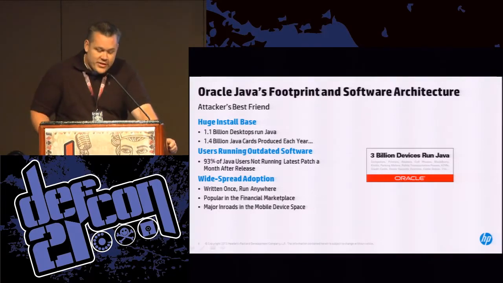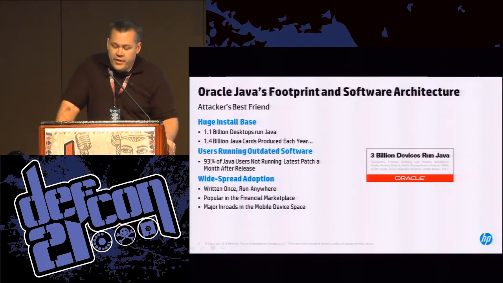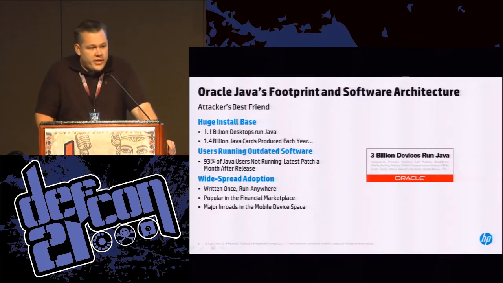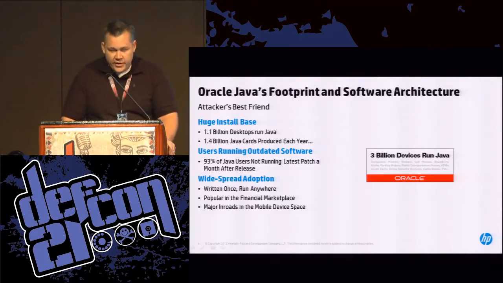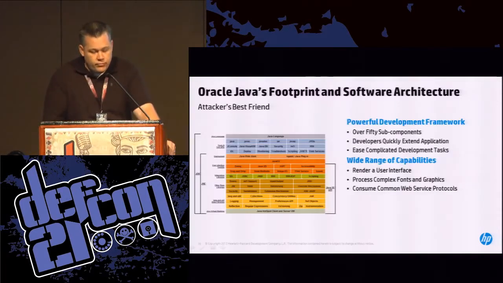The other interesting thing is that schools are using Java as their base language for computer science students, so we have thousands and thousands of developers coming out every year, and their core language is Java. As a result there's been a massive widespread adoption of Java in the marketplace, in the financial marketplace and in the mobile space, so it's a really good target for attackers.